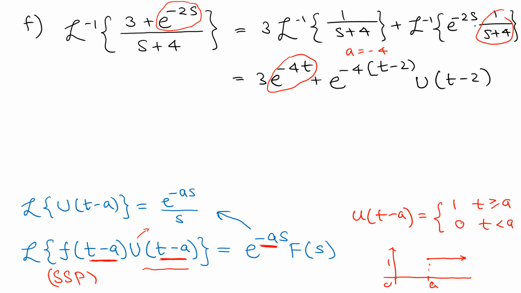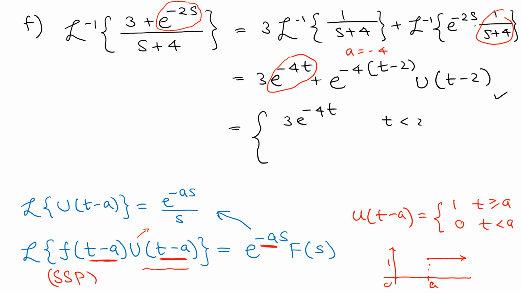This is one way to write it, and you can also write it as a piecewise function, because there are two different cases here. If t is smaller than 2, you only get the first term, 3e^(−4t). If t is greater than 2, you get both terms, and you can see e^(−4t) is common.